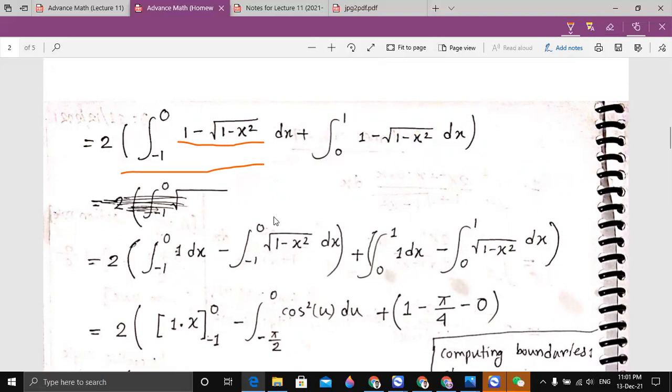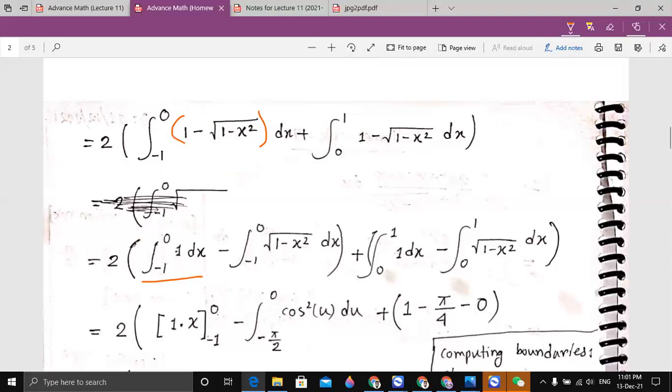So now what can I do? We can use the sum rule here, okay? So we can just take the integration from minus 1 to 0 of dx, and this minus is here, the integration from minus 1 to 0 of root over 1 minus x square dx. So we just use the sum rule here.